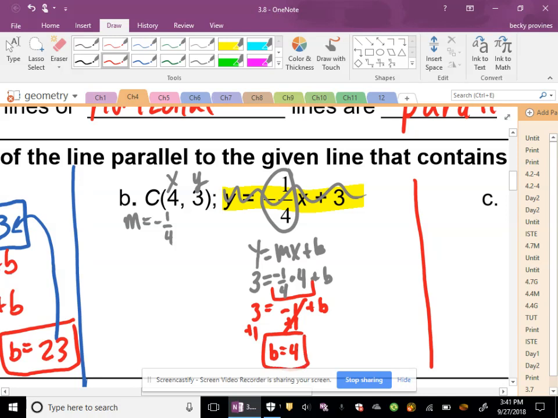Now, you're almost finished. This is my original equation, y equals mx plus b. I'm going to take out my m and my b, and I accidentally erased too much. There. And I'm going to plug in the information I just found. My m is -1/4, and my new intercept is 4. So that's the final answer. That's your new equation.